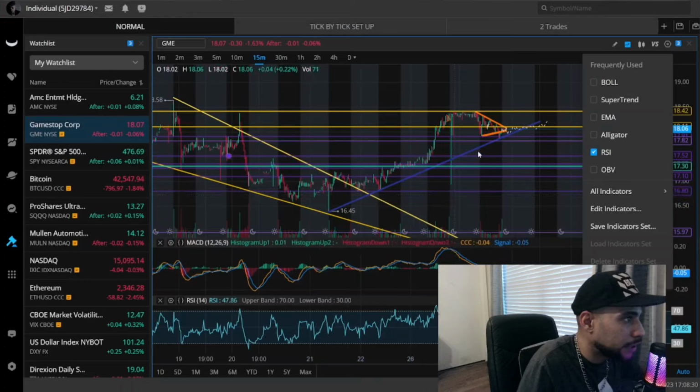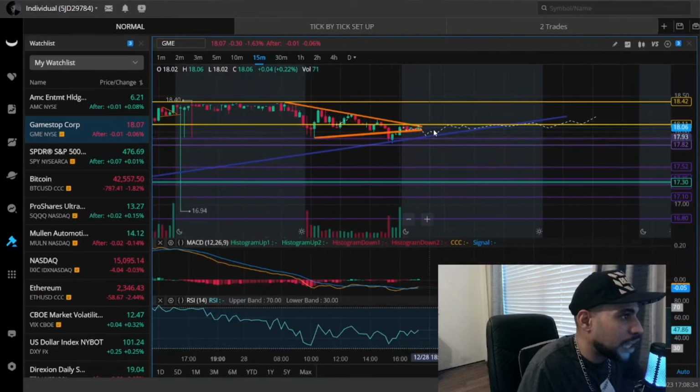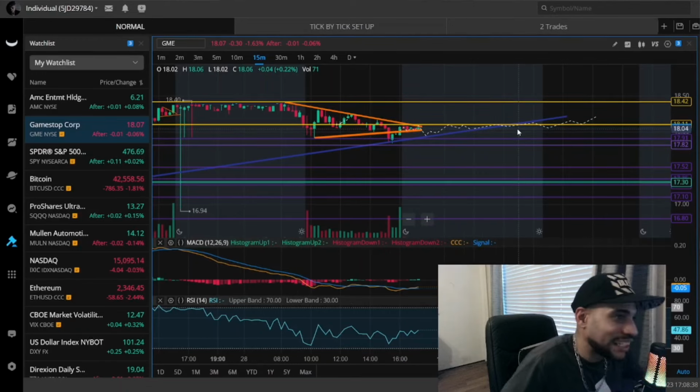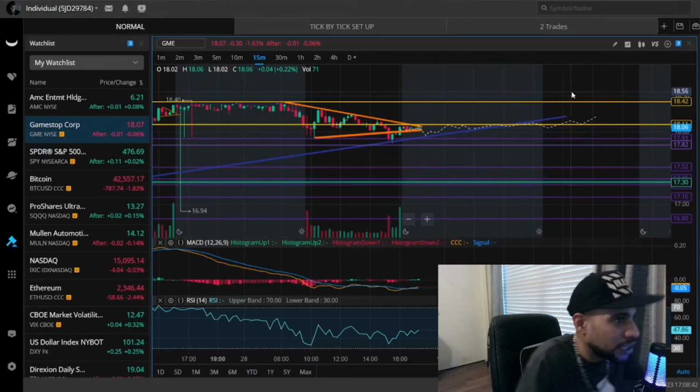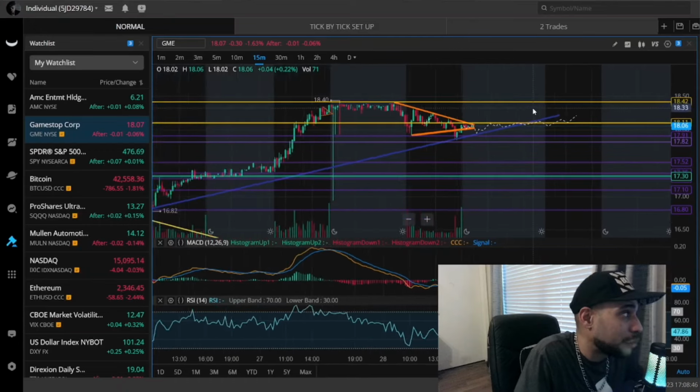As you guys can see, we have a little bit of a pennant forming right here, which could give us a breakout to the upside, but we need to see us break above $18.10, $18.15 in that range. If we can get above $18.42, you're going to see a decent breakout for GameStop.